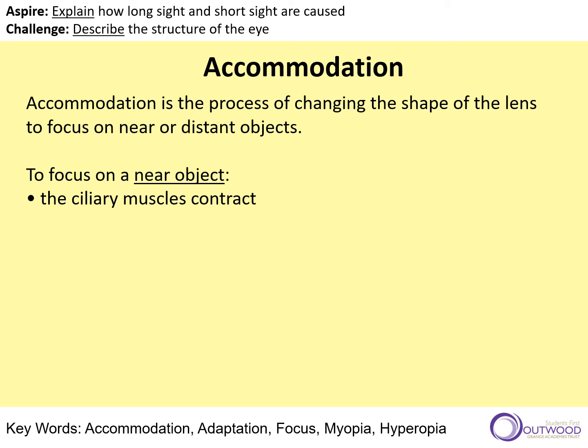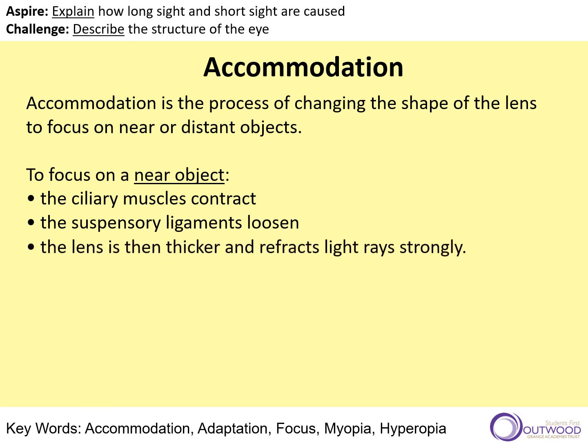I've done this as exam style notes. So near object focusing, the first thing that happens, ciliary muscles contract. If they contract, the suspensory ligaments loosen. The lens is then thicker and refracts light rays strongly. So the ciliary muscles contract, the suspensory ligaments loosen, and the lens is thicker and refracts light strongly.